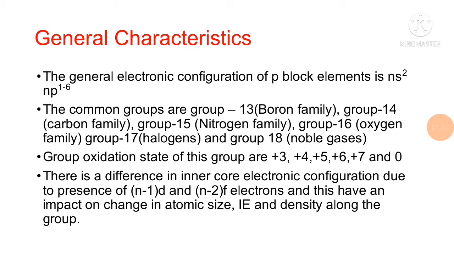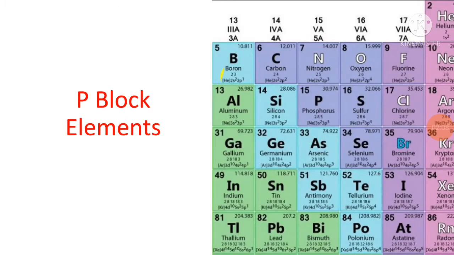And all those groups have specific names, mostly based on the first member of each group. The 13th group, whose first element is boron, is called the boron family. The 14th group, whose first element is carbon, is known as the carbon family. The 15th group, whose first element is nitrogen, is called the nitrogen family. And the 16th group elements are called the oxygen family, because oxygen is the first element. The first four groups of P block elements are named after the first element present in each group.